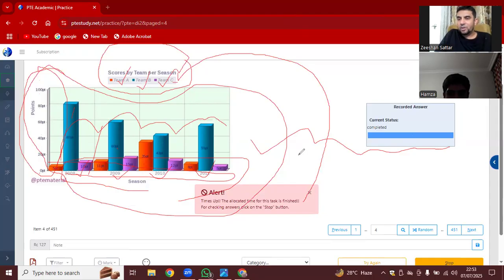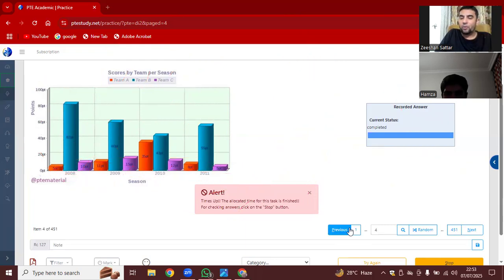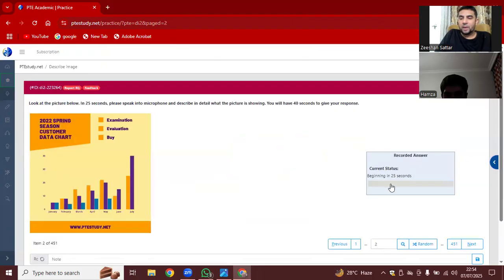Is it clear? So this is what we have to work on. First, we make a sentence of introduction. Then sentence 2 will contain 2 or 3 sentences about the whole picture. And then sentence 3 will be the conclusion. So we have to answer in 3 steps. For an example, if I go to the second question, I'm going to work on it. Look at this one, 25 seconds are coming down.